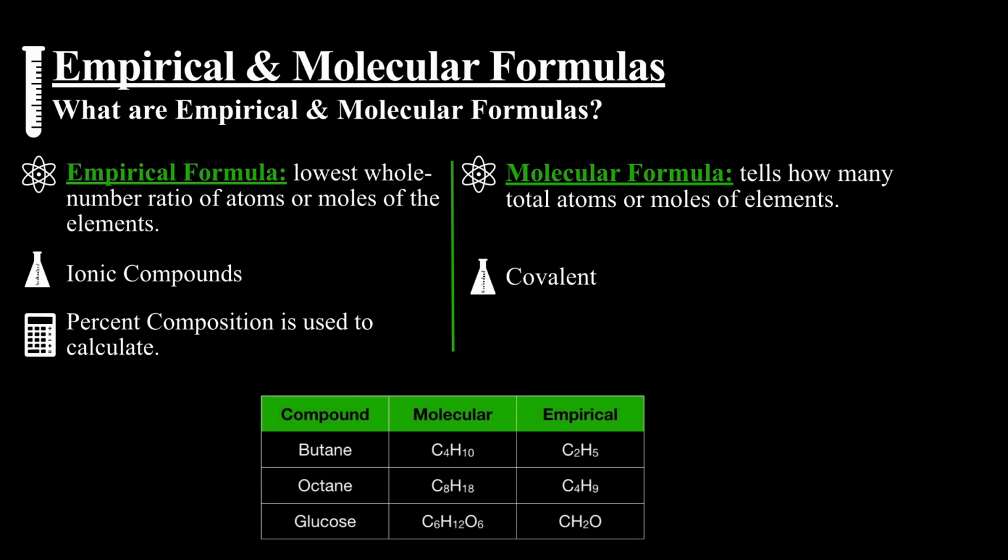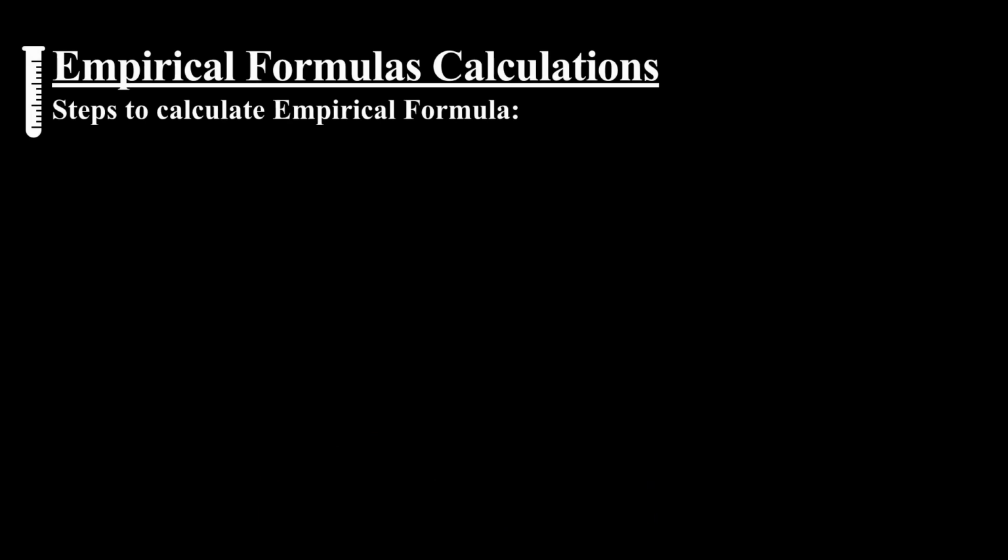So in the table down here, I'm going to start with butane, which is C4H10. That would be the molecular. The empirical, I would divide out by 2, so I'd wind up with C2H5, the lowest whole number ratio. Octane, C8H18, I can divide that all again by 2 to get the lowest whole number ratio, and I would wind up with C4H9. Glucose, C6H12O6. Divide by 6, and my empirical would be CH2O. So there you go. You have your molecular and empirical. So let's do the calculation.